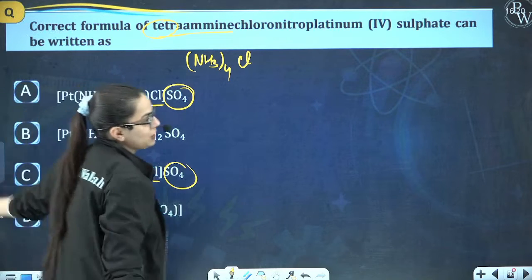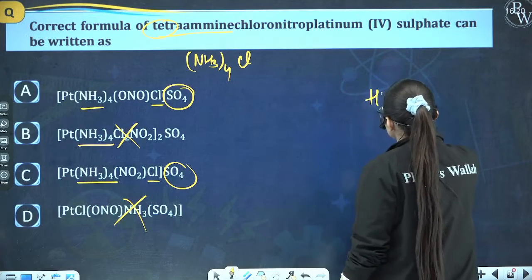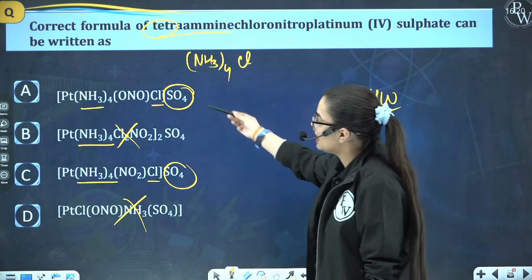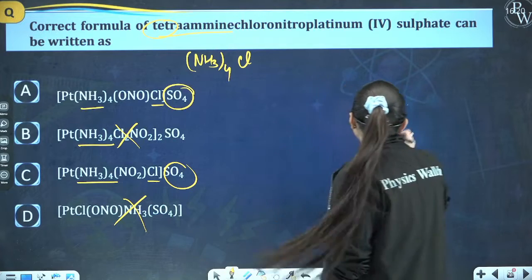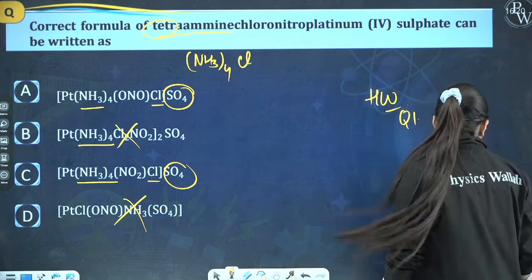Now you have to tell me which of the following is the correct answer. You have to write its answer in the comment section. Now you have only option number either A or C. It is very simple. So write your answer in the comment section. Is it clear? Shall we move on to the next part?